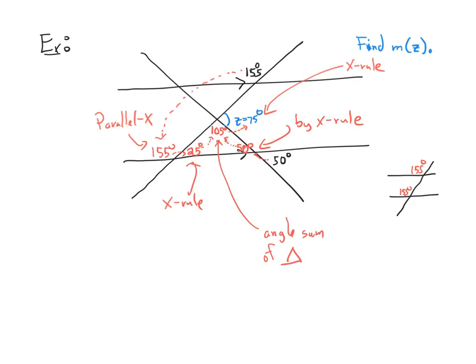So you can see that using our parallel X rule and the X rule, and the fact that the sum of the angles of a triangle is 180 degrees, the angles here are a set of supplementary angles, then we can use all of those things to solve lots of different angle problems.